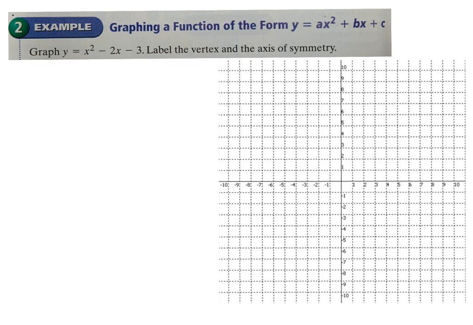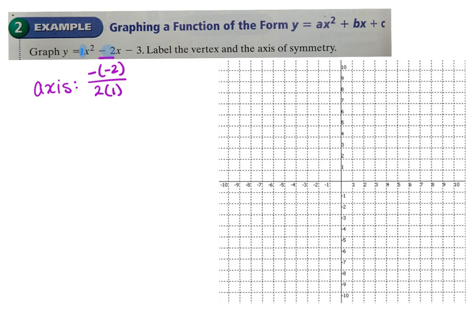So the first thing we're going to do is find our axis of symmetry. Now, question, does this point up or down? Up. My A is a positive 1, so this parabola is going to be pointing up. All right, so my axis of symmetry is going to be negative B over 2 times A. My B is negative 2, and my A is 1.